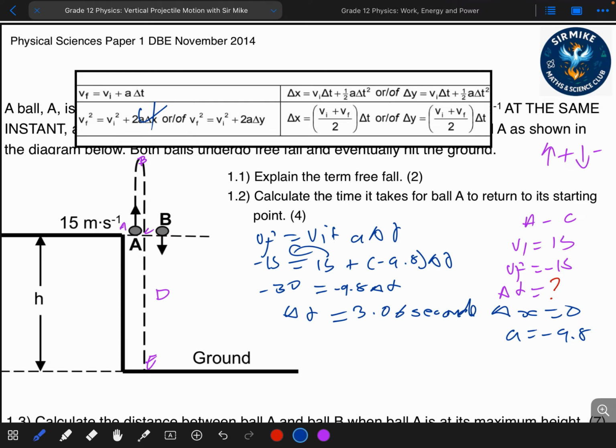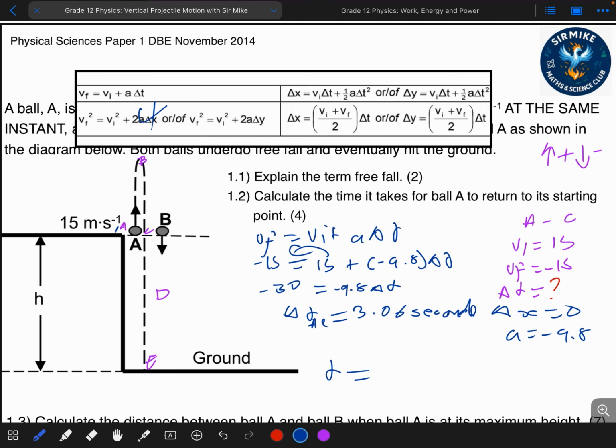This tells us that it took object A 3.06 seconds to travel from point A all the way to point C. From this time we can determine how long it took the object to travel between point A and B. We simply take that time, the time taken between point A and C, and divide it by 2. Then you'd know how long it took to travel between point A and B.